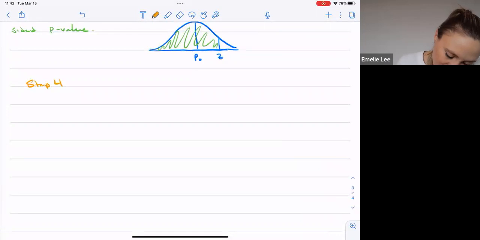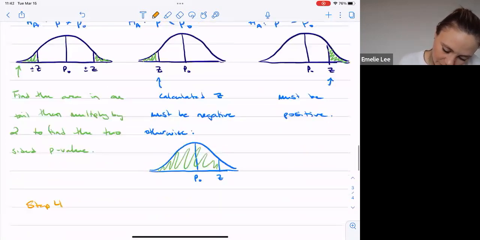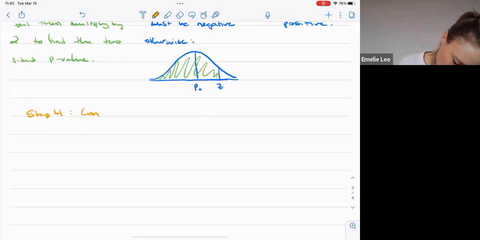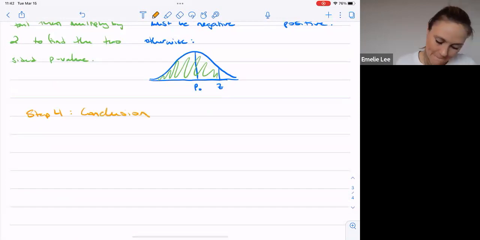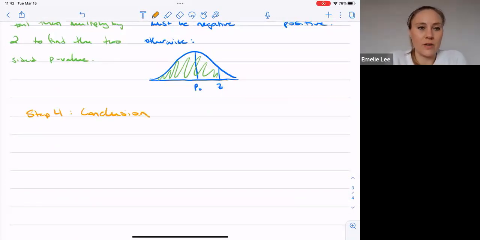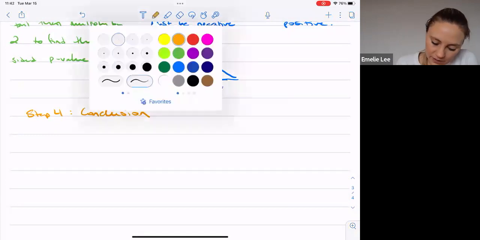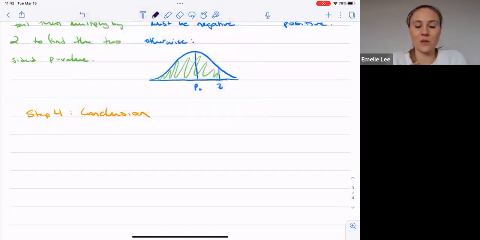Okay. So step 4, how have I been writing these, is your conclusion. Your conclusion has 3 parts, right? You compare your p-value to your alpha level. If it's less than the alpha level, then you have enough evidence to reject H0. If it's not, then you don't have enough evidence to reject H0.